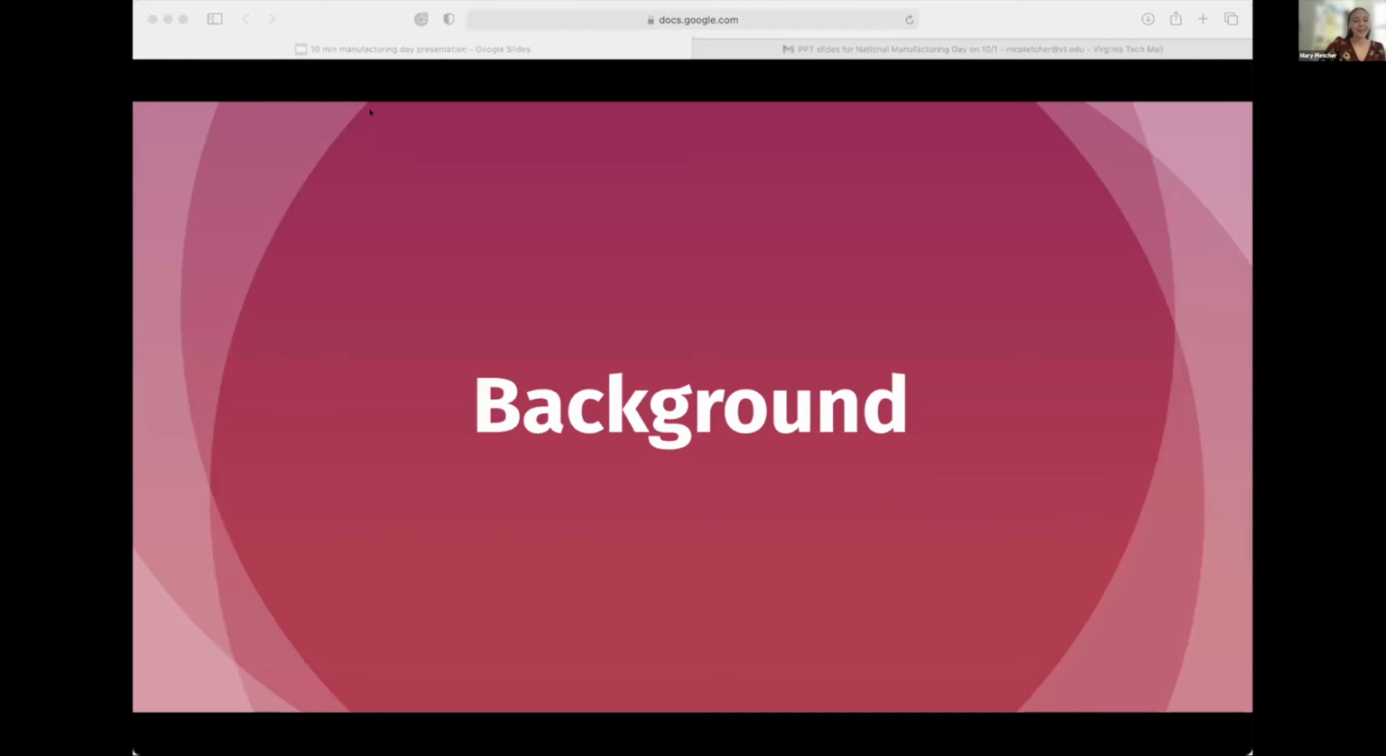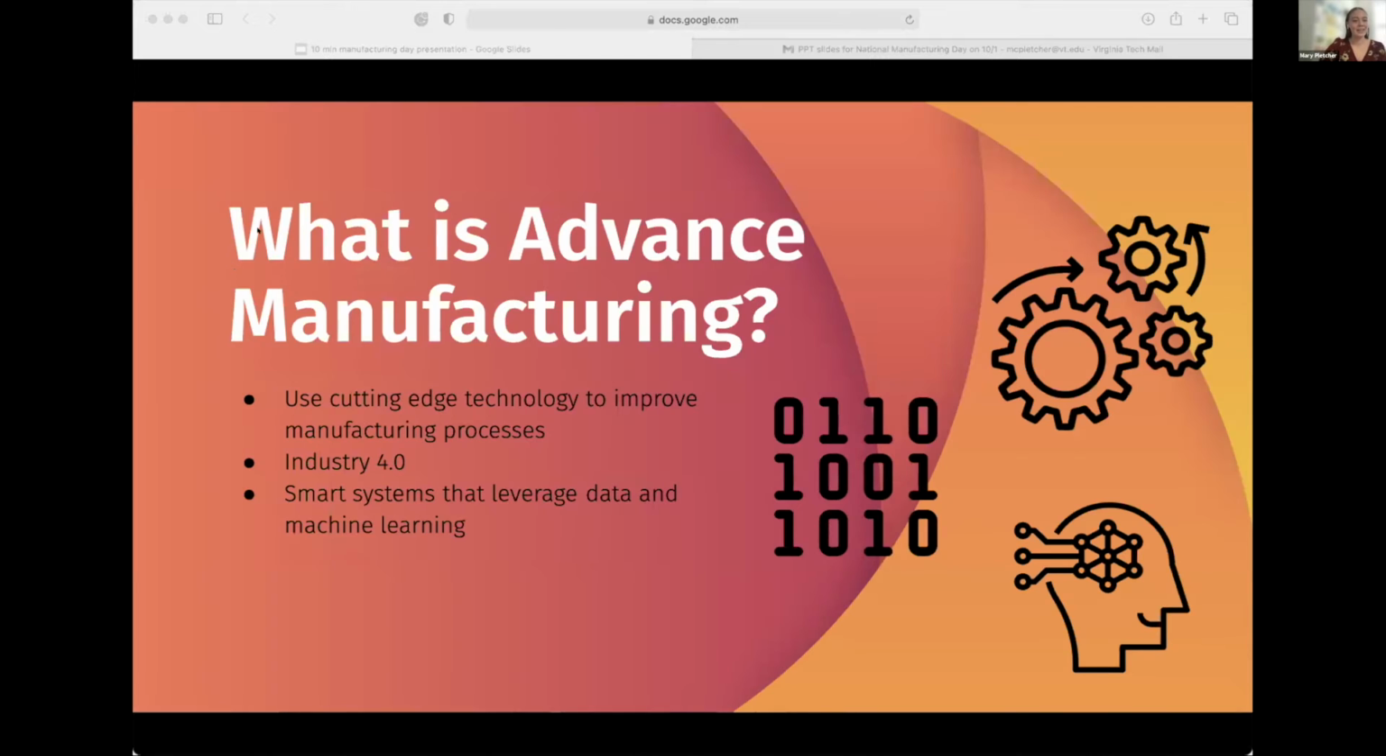So just some background on some of the topics that I explored over the summer through my summer internship that you may or may not be familiar with. So first, advanced manufacturing. Advanced manufacturing is using cutting edge technology to improve manufacturing processes. It's really closely related to Industry 4.0, which is a term used to describe the fourth industrial revolution. And so Industry 4.0 is all about using data and machine learning to create smart and autonomous systems to improve industry practices and manufacturing processes.